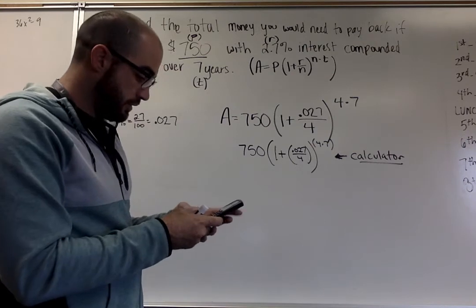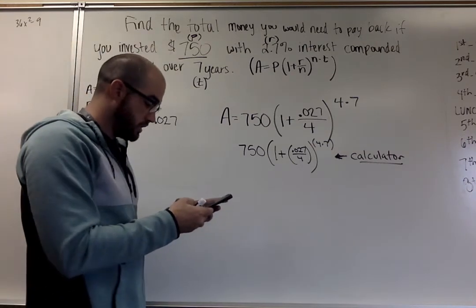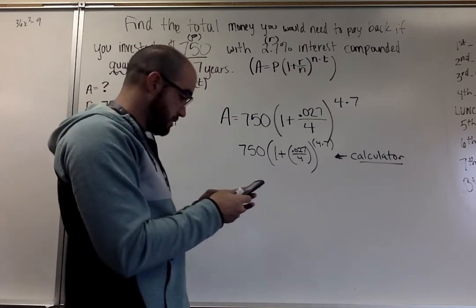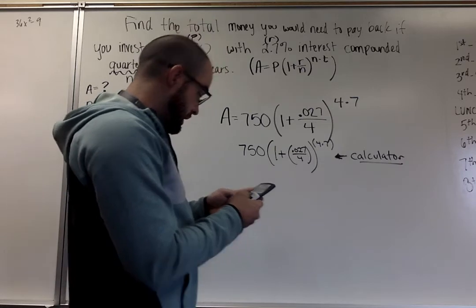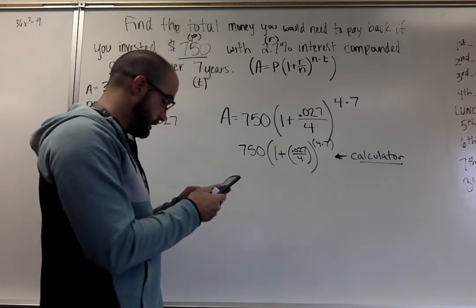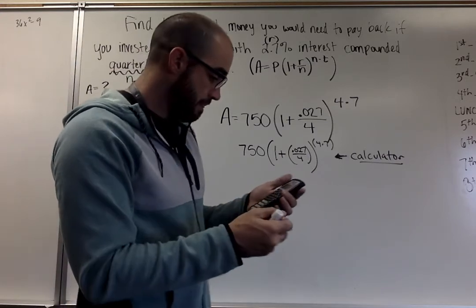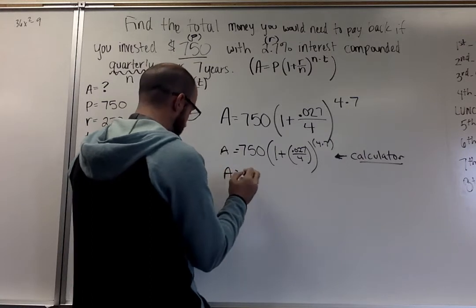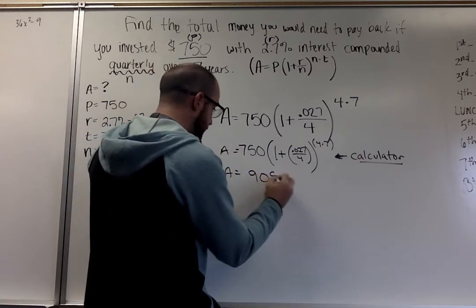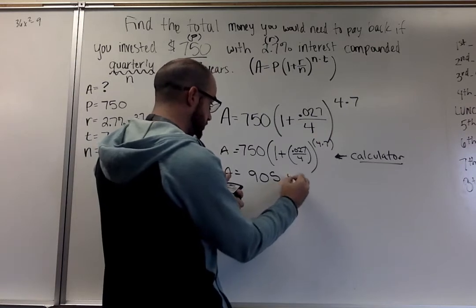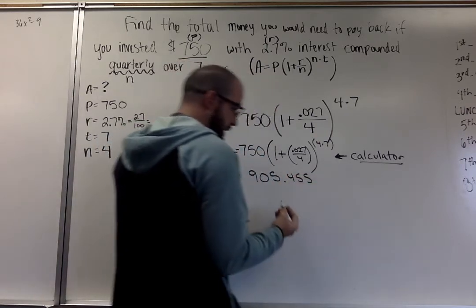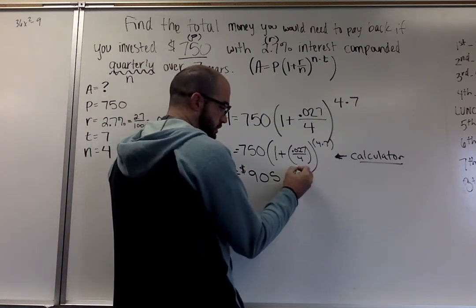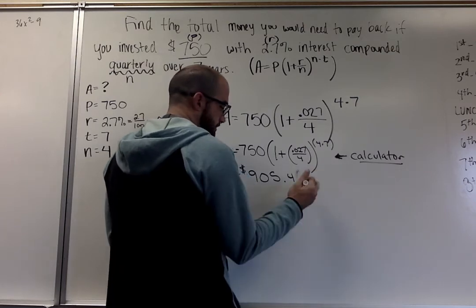So I would have 750 parentheses 1 plus the 0.027 divided by 4 raised to 4 times 7, and I get 905. So I get $905. Again, I get a decimal. This decimal is 0.455 something or other. Again, we're only rounding it to 2 decimal places because we're dealing with money. So this 5 here tells me to bump this 5 up to a 6.